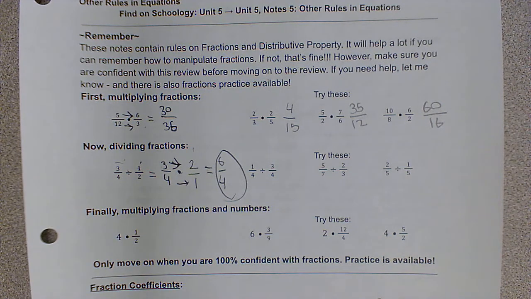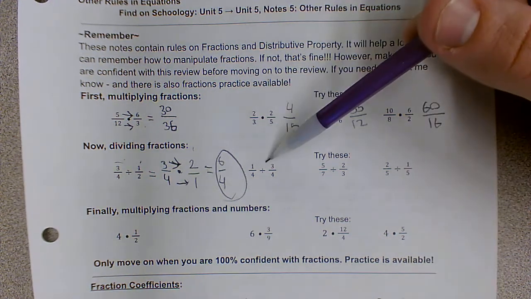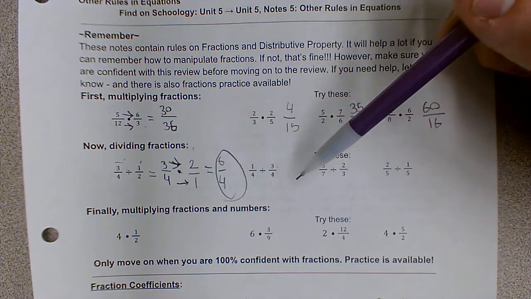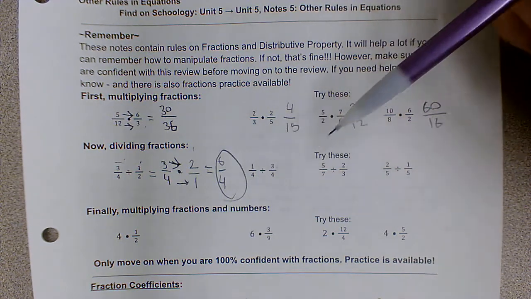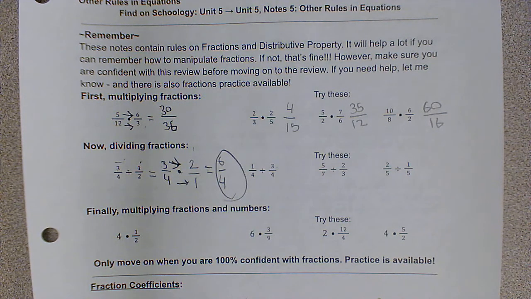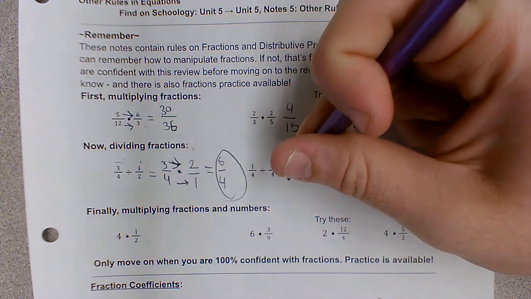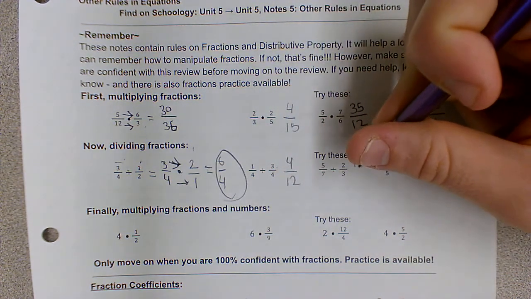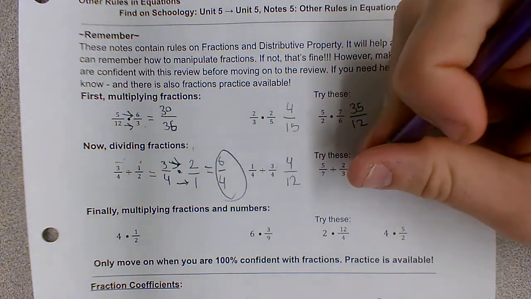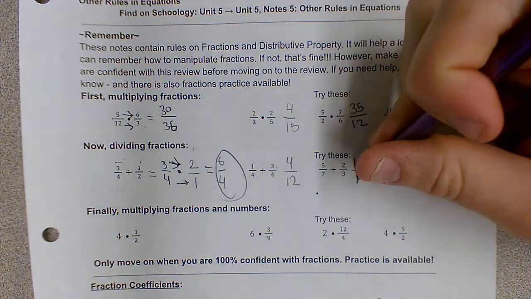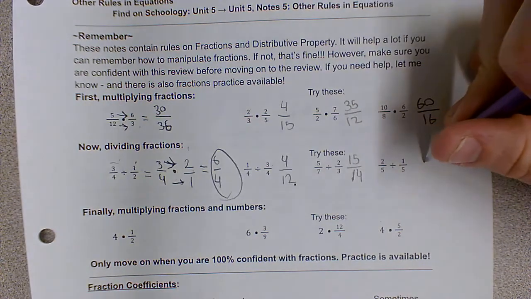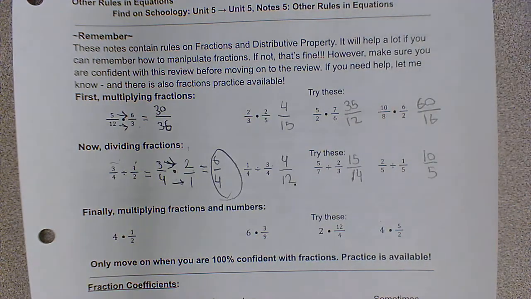Okay, so I want you to go ahead and try dividing these next 3 fractions. Remember, change the sign, flip the number, multiply the top, multiply the bottom. If you get these 3, you can move along. You'll see my answers in a second. Okay, my answers for this are 4 over 12, 15 over 14, and 10 over 5. Once again, if you didn't get these, please tell me, and I'm happy to give you more practice.